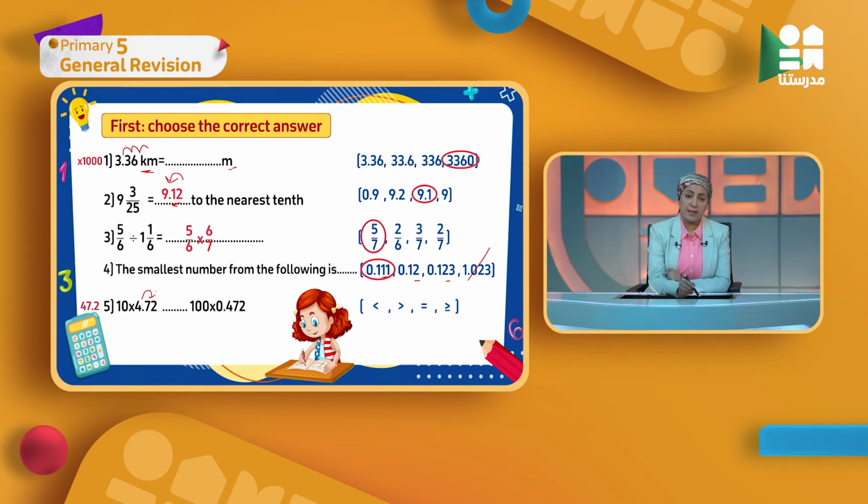Now I will do the same with the other one. So it's times again. So I will move the decimal point also to the right hand side, but this time I will move it two decimal places because I have two zeros here. So here I will move it one place and two places. So I will locate it between the 7 and the 2. So the answer will also be 47.2. As you see here, both numbers are the same, so I will choose the equal sign.